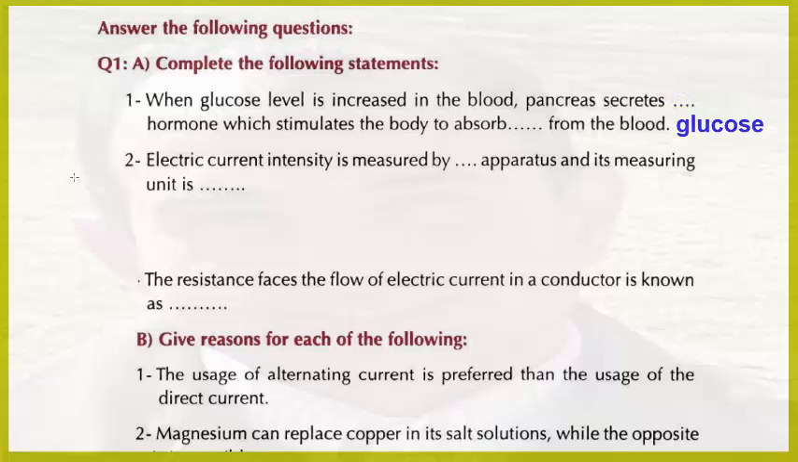Number 2. Electric current intensity is measured by space apparatus and its measuring unit is space. Ammeter, ampere. Number 3. The resistance faces the flow of electric current in a conductor is known as electric resistance.